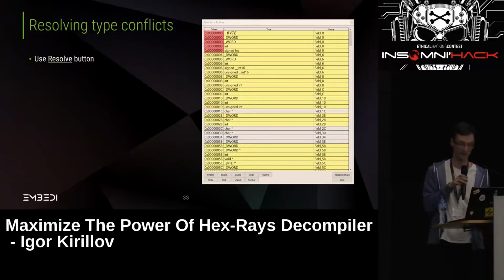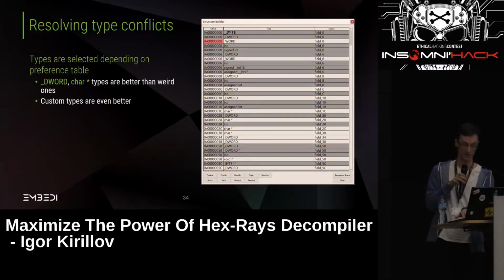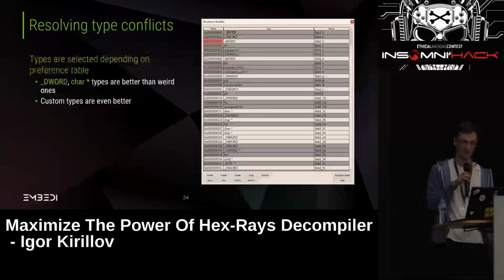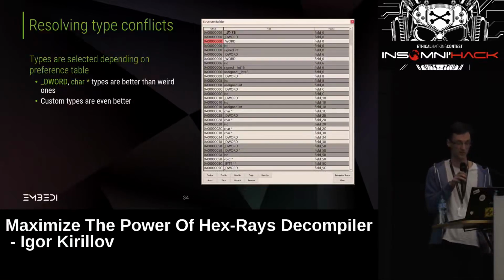So here are results from the previous deep scanning. And after pressing the resolve button, we can see that we have no more yellow color. Resolving conflicts feature works by comparing overlapped members according to the preference table hidden inside the plugin, and it is possible to change it. By default, types like dword, char pointer, etc. have higher priority than weird types like signed int16, and so on. It is normal practice to see them in IDA. And of course, I gave non-default types like socket, handle, etc.